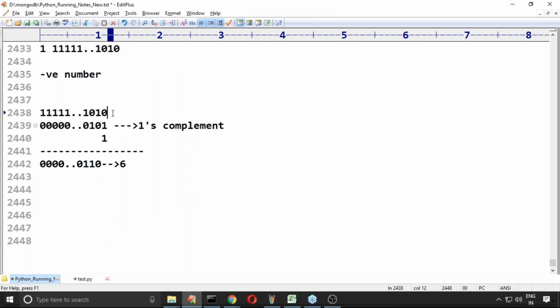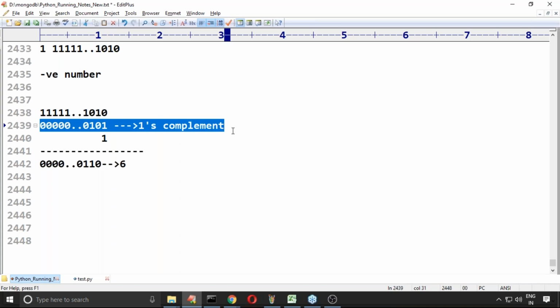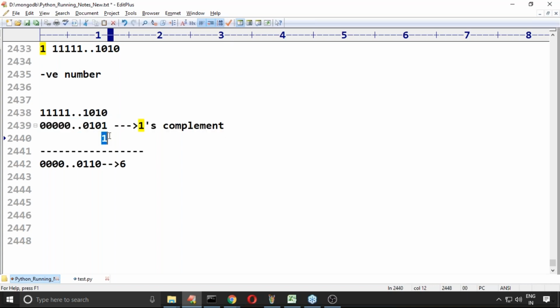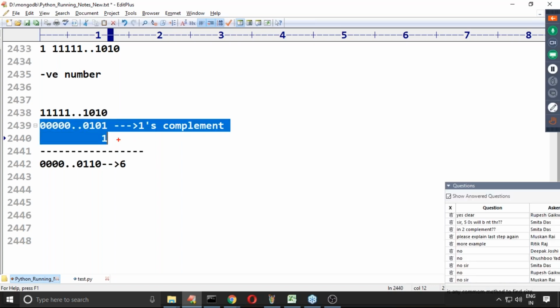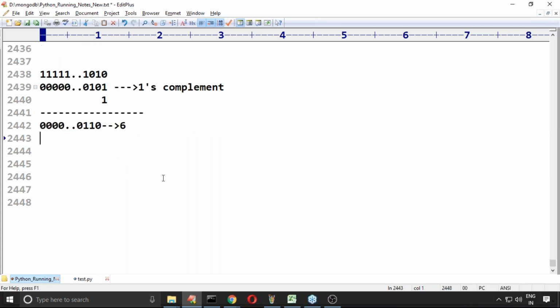How to find 2's complement, sir? For this, first find the 1's complement. How to find 1's complement? Interchange zeros and ones and then add 1. This is the 1's complement, add 1. 1 plus 1 means 1 0. 0 plus 1 means 1. The next remaining bits stay as they are, and its value is 6.